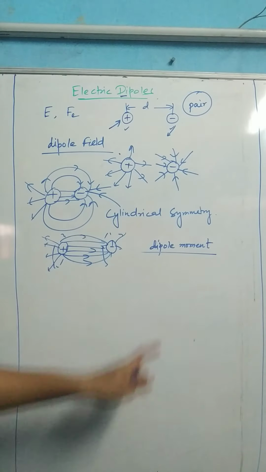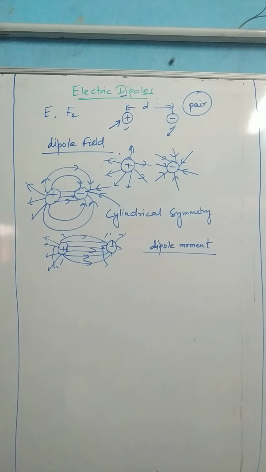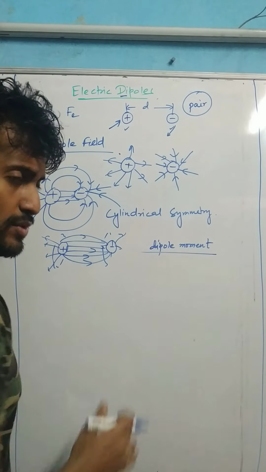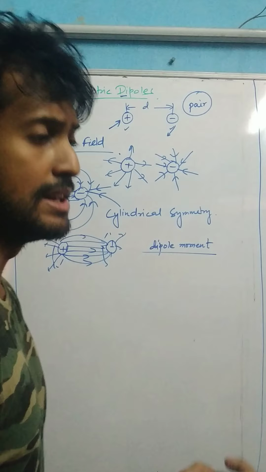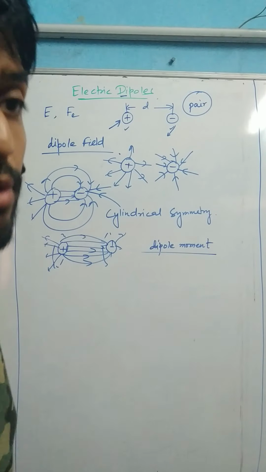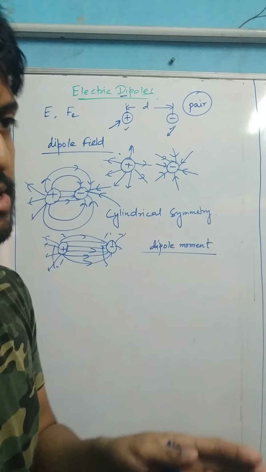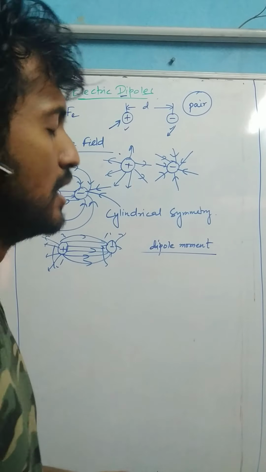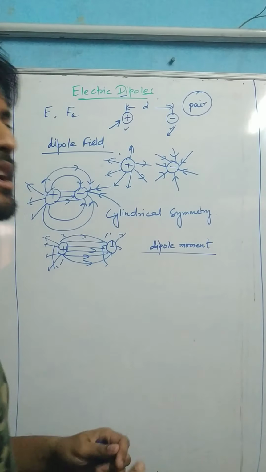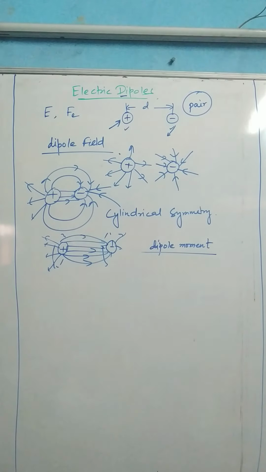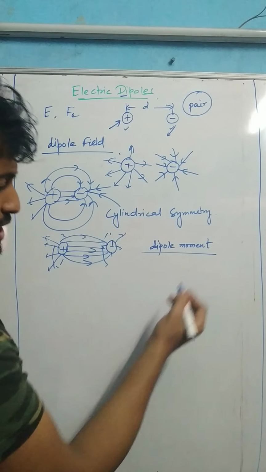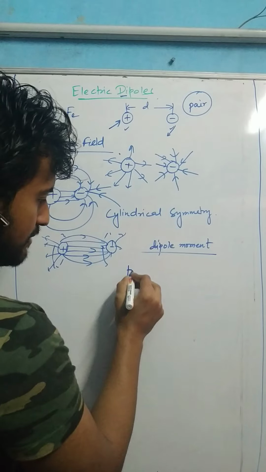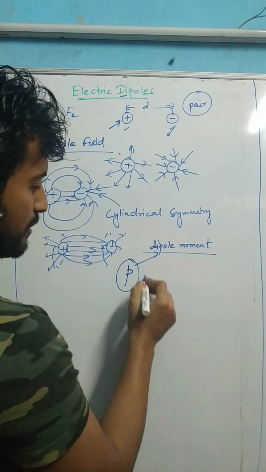This can be defined by this term that is called dipole moment. As we know, for masses in mechanics, they have the moment. The moment of force is the force into the displacement. Here we have the moment of the charge itself, and it is known as dipole moment. Now what is the definition for it? As the symbol signifies, this is the dipole moment.